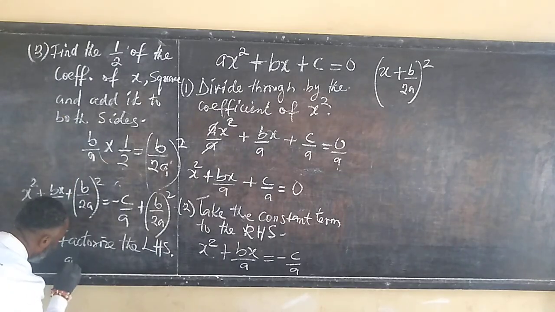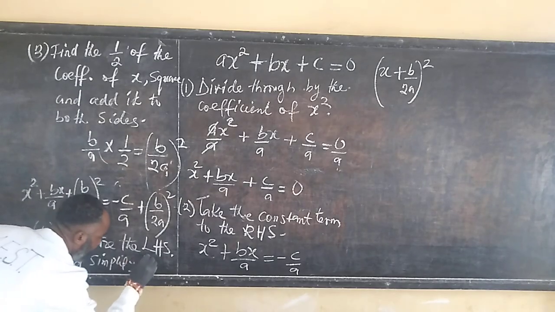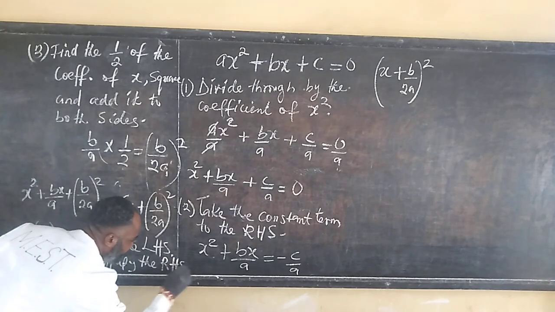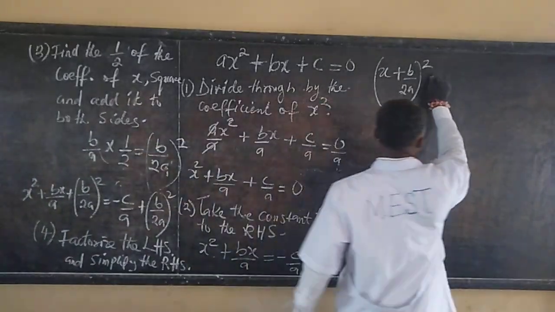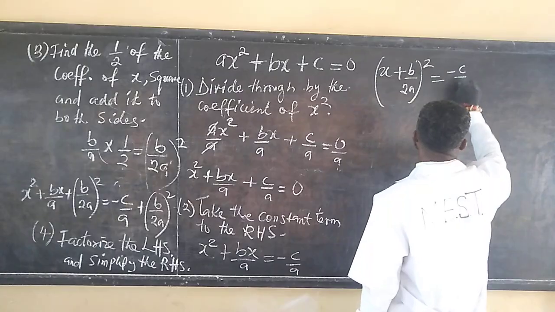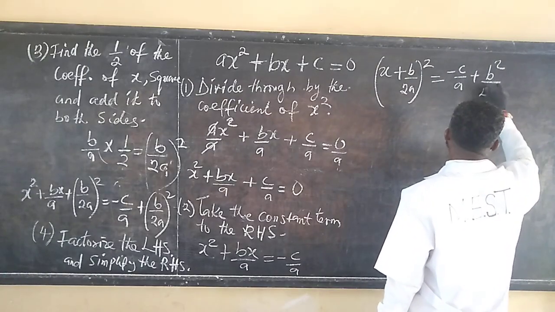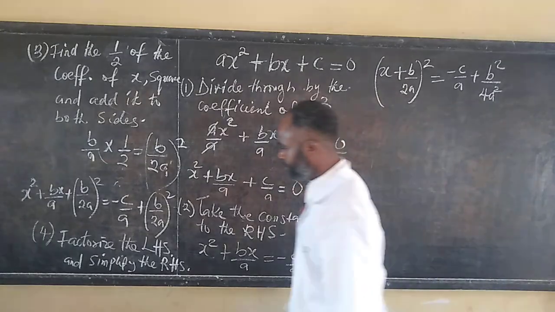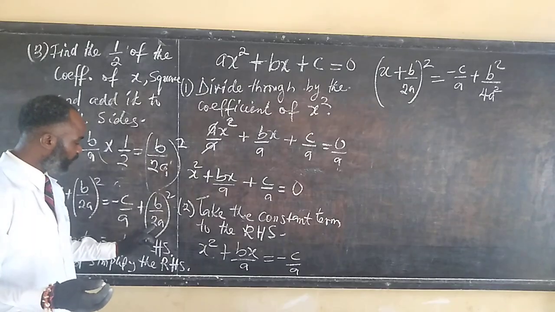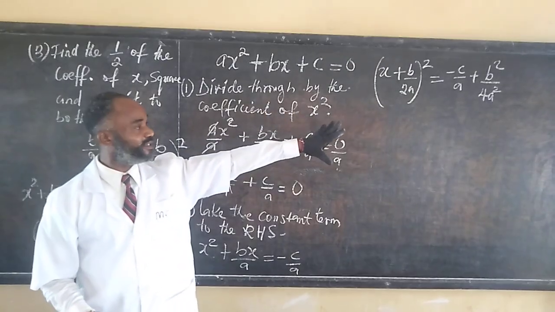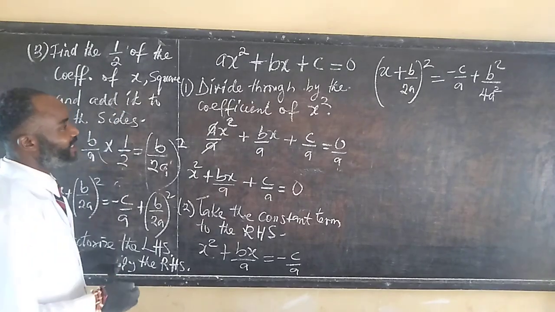Factorize the left hand side and then simplify the right hand side. We simplify the right hand side by saying minus c all over a plus b squared all over 4a squared. How? b squared, 2 squared is 4, a squared is a squared. That's it.